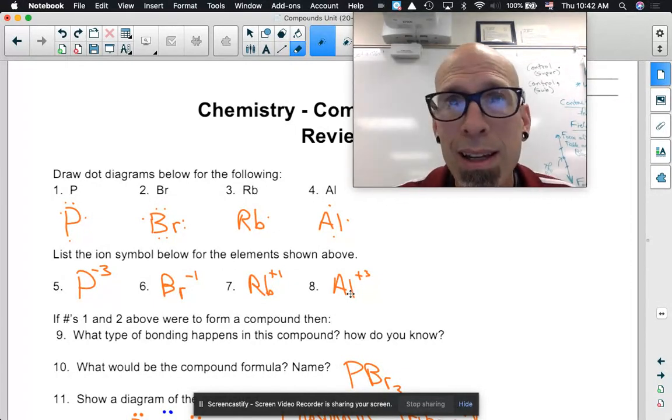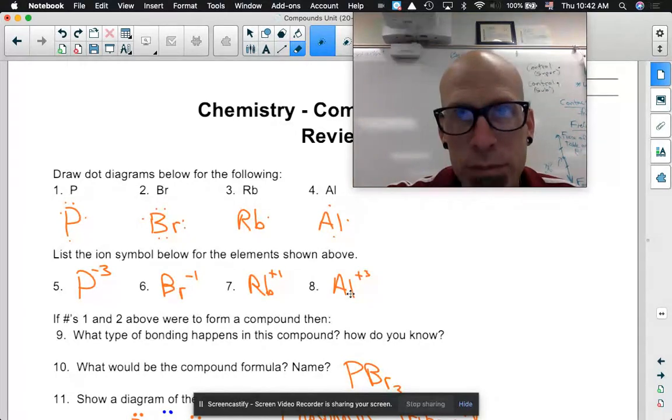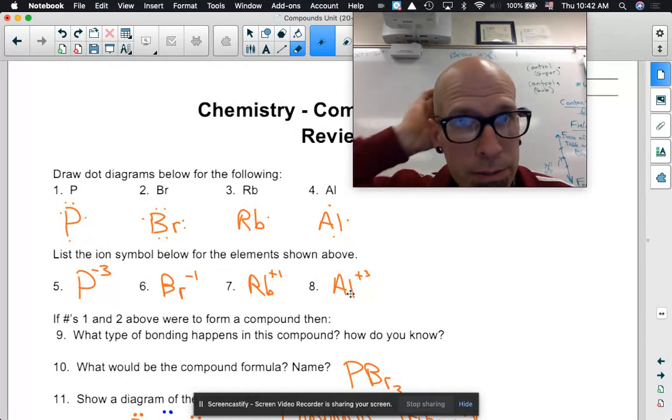Now for covalent, the rules are complicated. I will just give you those in the order that they should stay in. Okay? Whatever order I give them to you in, that's the order they need to stay in for covalent.